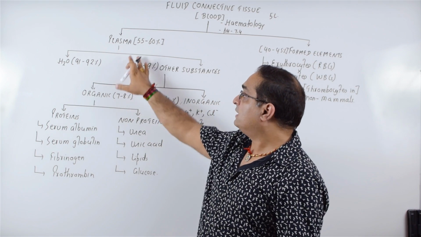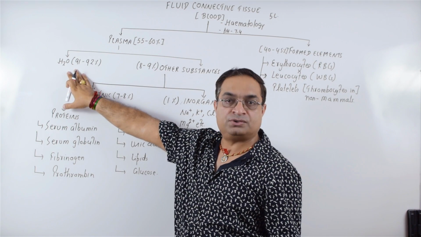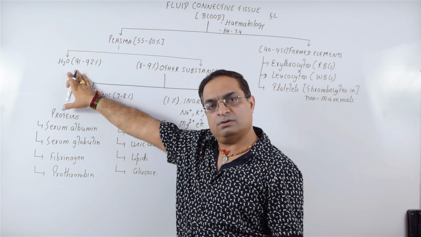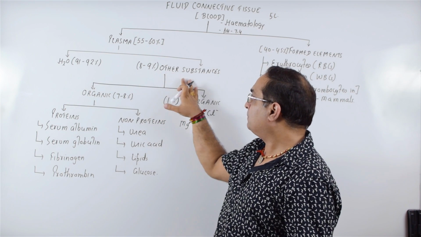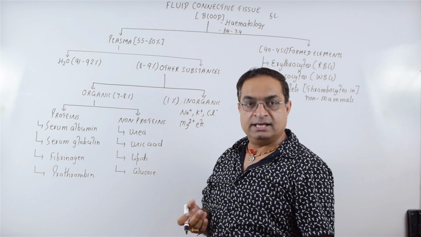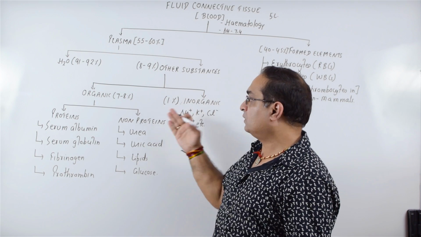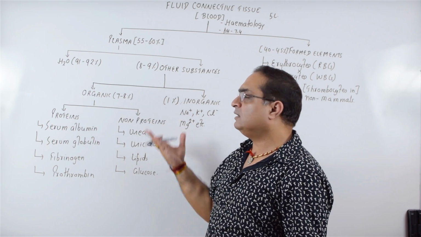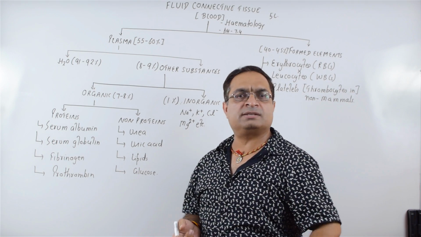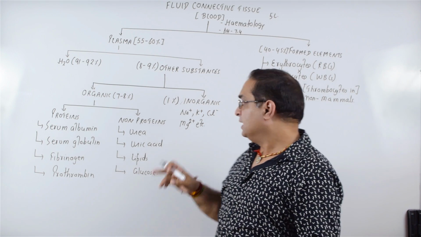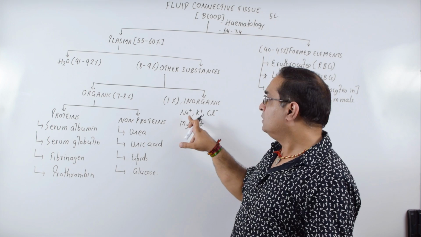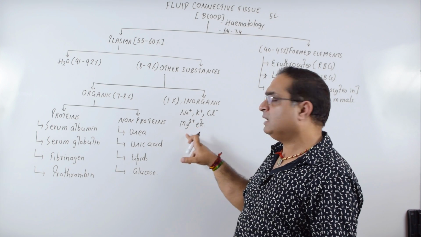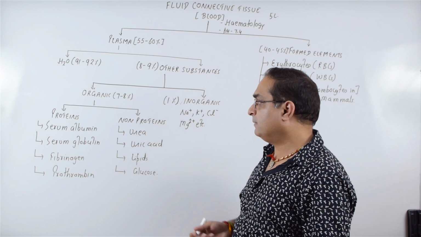As far as the plasma is concerned, it consists of water. 91 to 92% is water and 8 to 9% are the other substances. These other substances include what? Organic as well as inorganic. Organic substances are nearly 7 to 8%, inorganic substances are 1%. The inorganic substances include sodium, potassium, chloride, magnesium, these ions, etc.